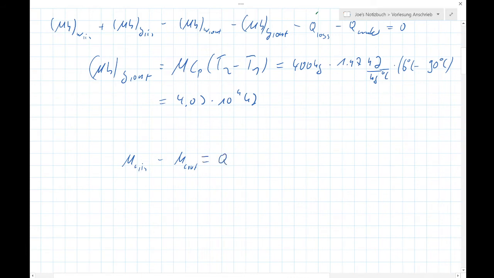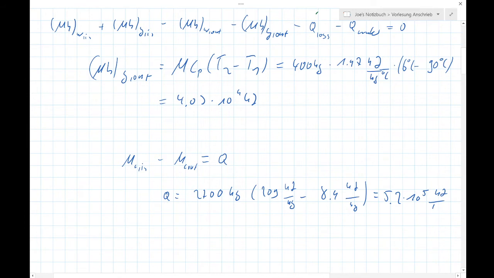And we just calculate it. So Q, again from the steam tables, is 2,700 kilograms times the specific enthalpy at 50 degrees, 209 kilojoules per kilogram, minus 8.4 kilojoules per kilogram at 2 degrees. You can look it up in your tables. This is equal to 5.2 times 10 to the 5 kilojoules. And this is the Q water. So this we put again in our balance, and then we have everything.